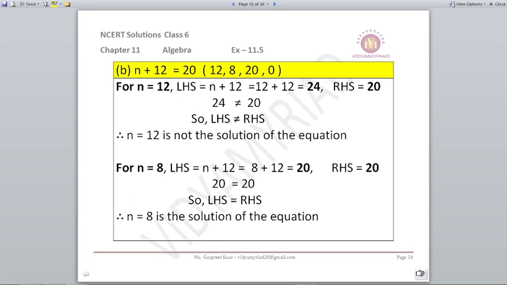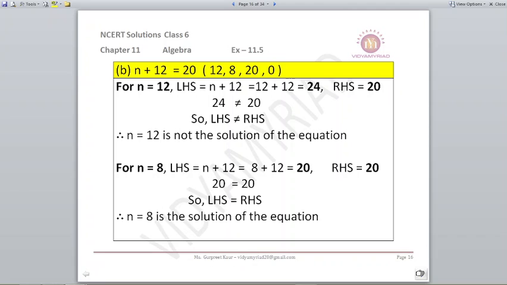B part. N plus 12 is equal to 20. Now the values are 12, 8, 20, 0. Let us put it one by one and see where the left hand side and right hand side will match. When n is equal to 12, so 12 plus 12 is 24. 24 is not equal to 20. So we say that n equal to 12 is not the solution of the equation.